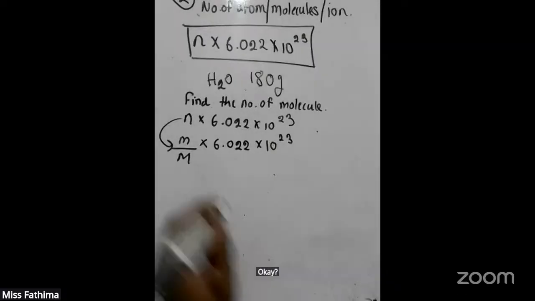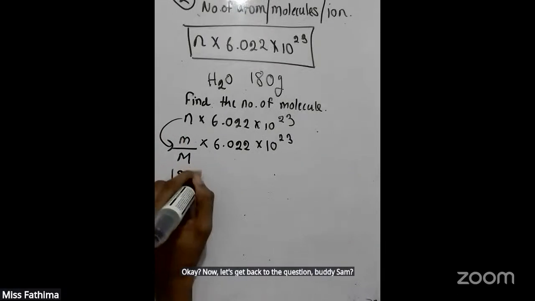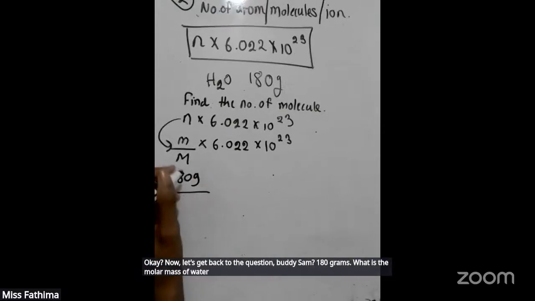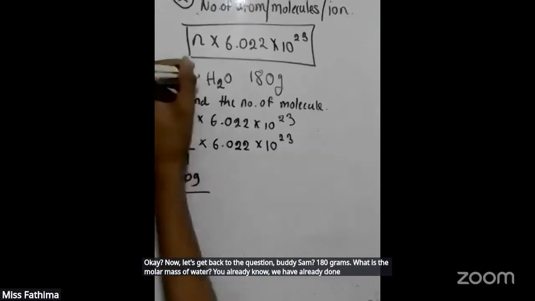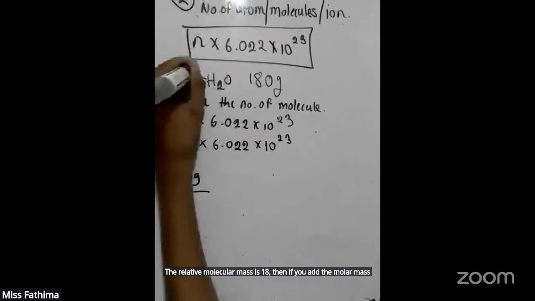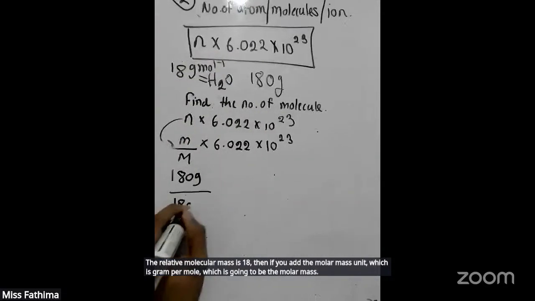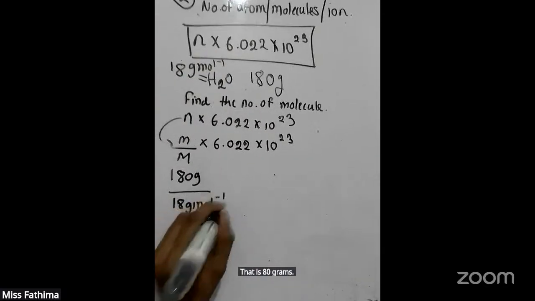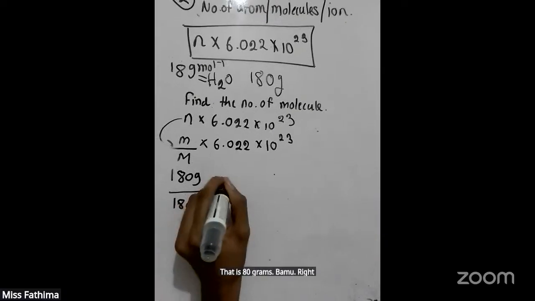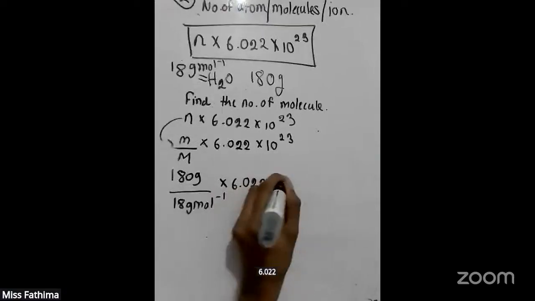Okay, now let's get back to the question. What is the mass? 180 gram. What is the molar mass of water? You already know, we have done it so many times. The relative molecular mass is 18. Then if you add the molar mass unit, which is gram per mole, that is 18 gram per mole, into the Avogadro's constant, 6.022 times 10 to the power 23.